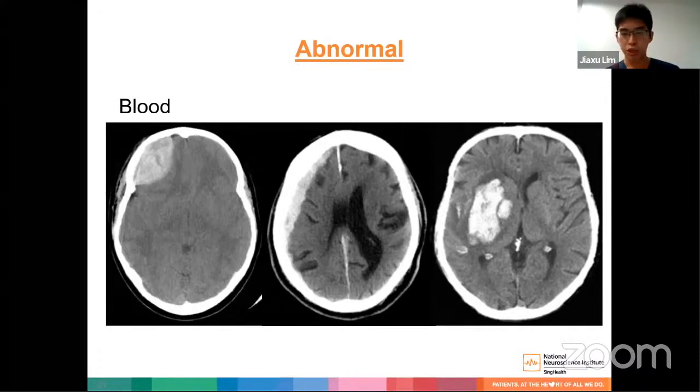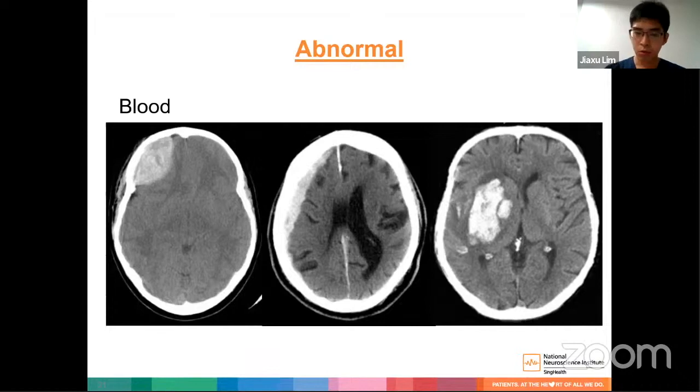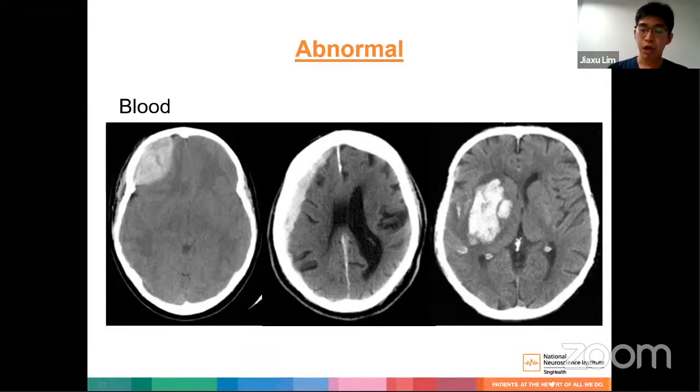Subacute blood, which is generally after 3 days old, will be more isodense, which is similar in color to the adjacent cortex. And chronic blood, that's beyond 2 to 3 weeks, is generally hypodense or dark compared to the adjacent cortex.